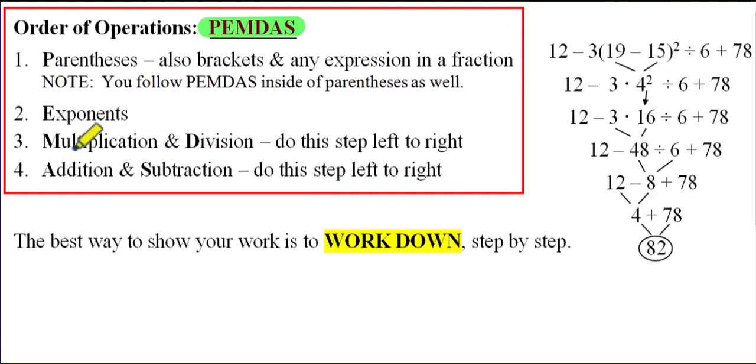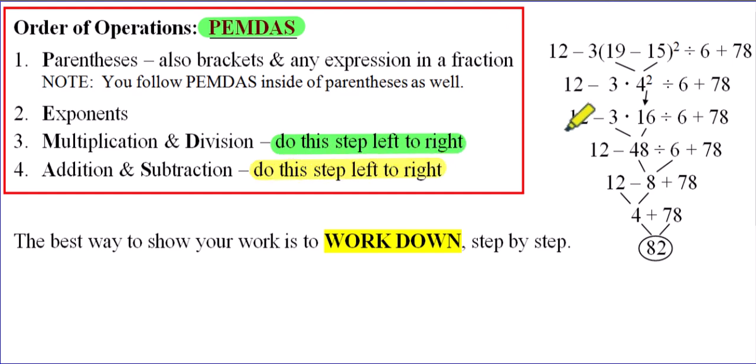Multiplication and division are equal importance. They are the same step. So how do you know what to do first when it comes to multiplication or division? Well, you will do that left to right. I'll show you what I mean in the example over here. And then addition and subtraction, they are equal importance. They are the same step. How do you know what to do first? Well, you go left to right.